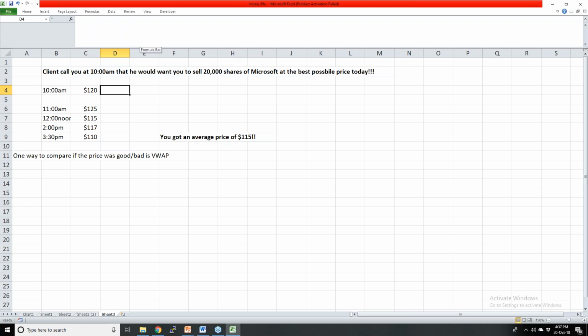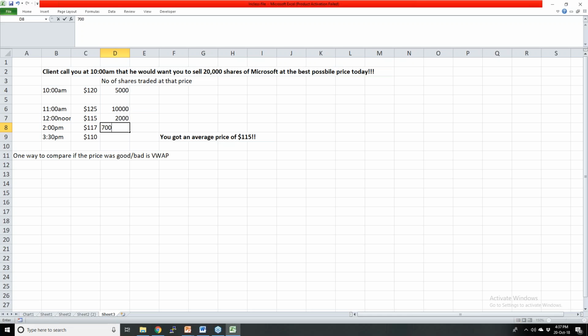So say at each point of time, I'm calculating the number of shares traded at that price, and I'm doing it pretty much for each price point. So say at 120, 5,000 shares got traded. At 125, 10,000 shares got traded. At 115, say 2,000 shares got traded.